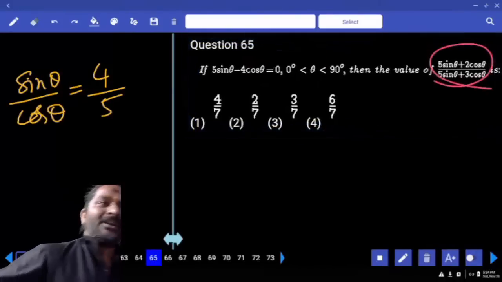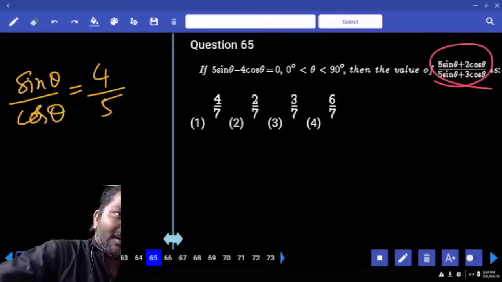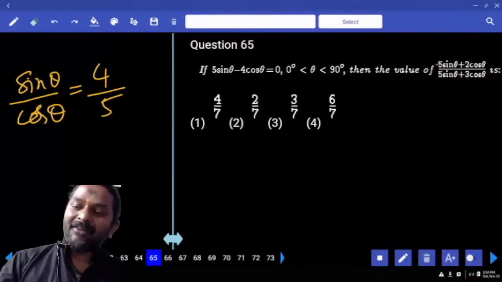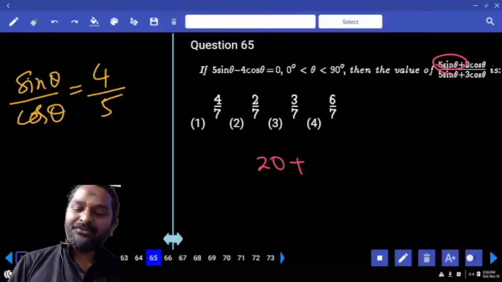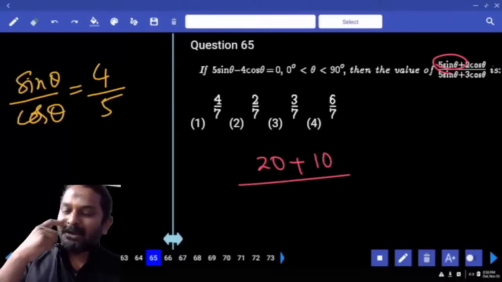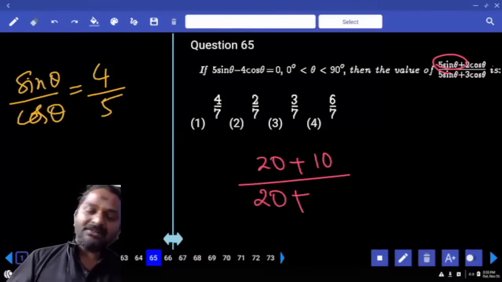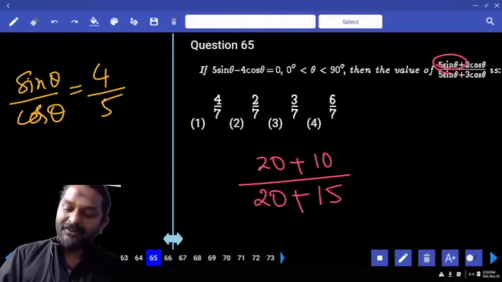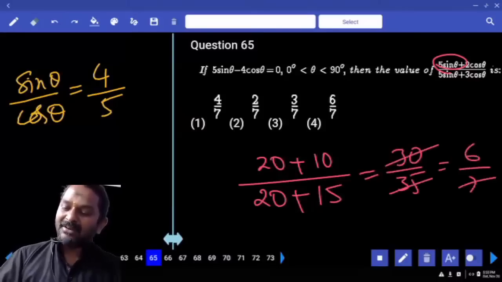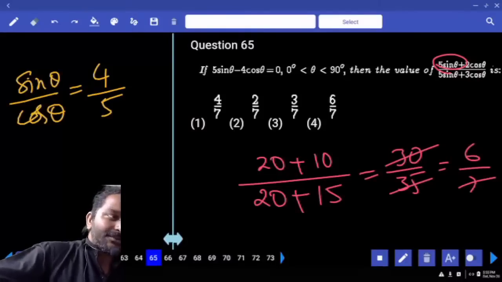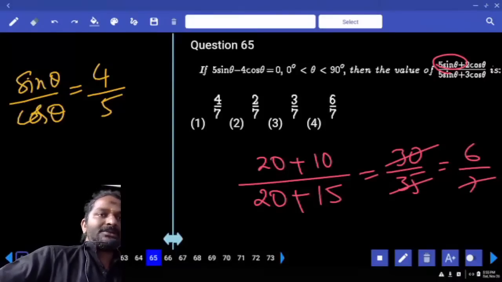ఇక్కడ అన్నిటికీ ఎక్స్పోనెంట్ 1 కదా ఉన్నది, పార్ట్స్ తీసుకోక్కర్లేదు, డైరెక్ట్గా నెంబర్ కూడా సబ్స్టిట్యూట్ చేయొచ్చు. ఓకేనా, రైట్. 5 sin theta, 5 into 4 20, 2 into cos theta, 2 into 5 10, divided by 5 into sin theta 20, no change, plus 3 into cos theta, 3 into 5 15, which is equal to 30 by 35. 5 6 times 5 7 times 6 by 7, fourth option. అండర్స్టూడ్.